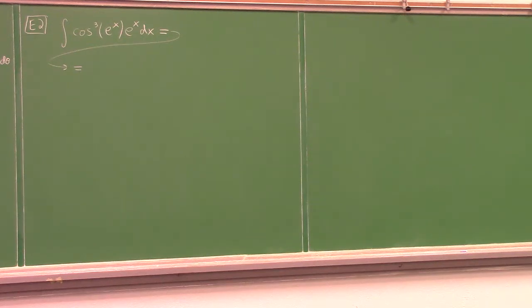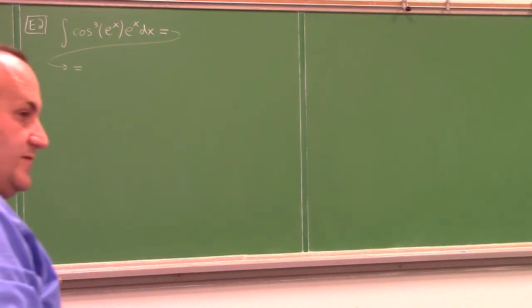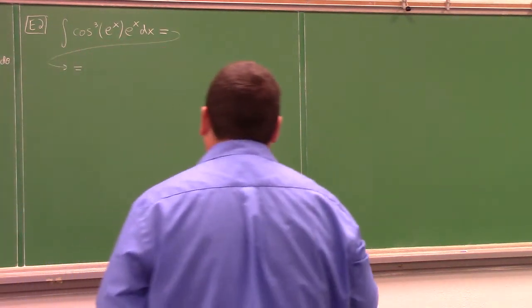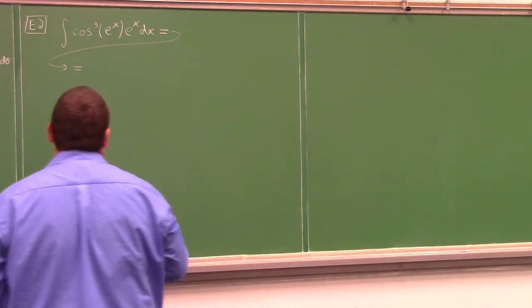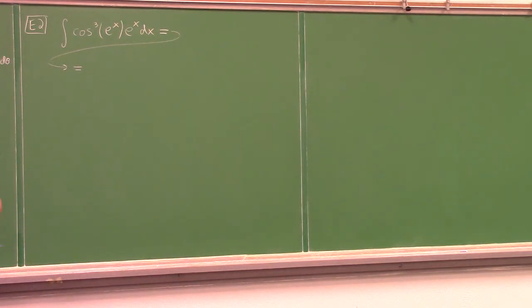So this problem here is a combination of things we've looked at. Like last Wednesday, we looked at how to integrate cosine cubed, right? But there's an extra e to the x here. So what should we do to get the ball rolling, so to speak?